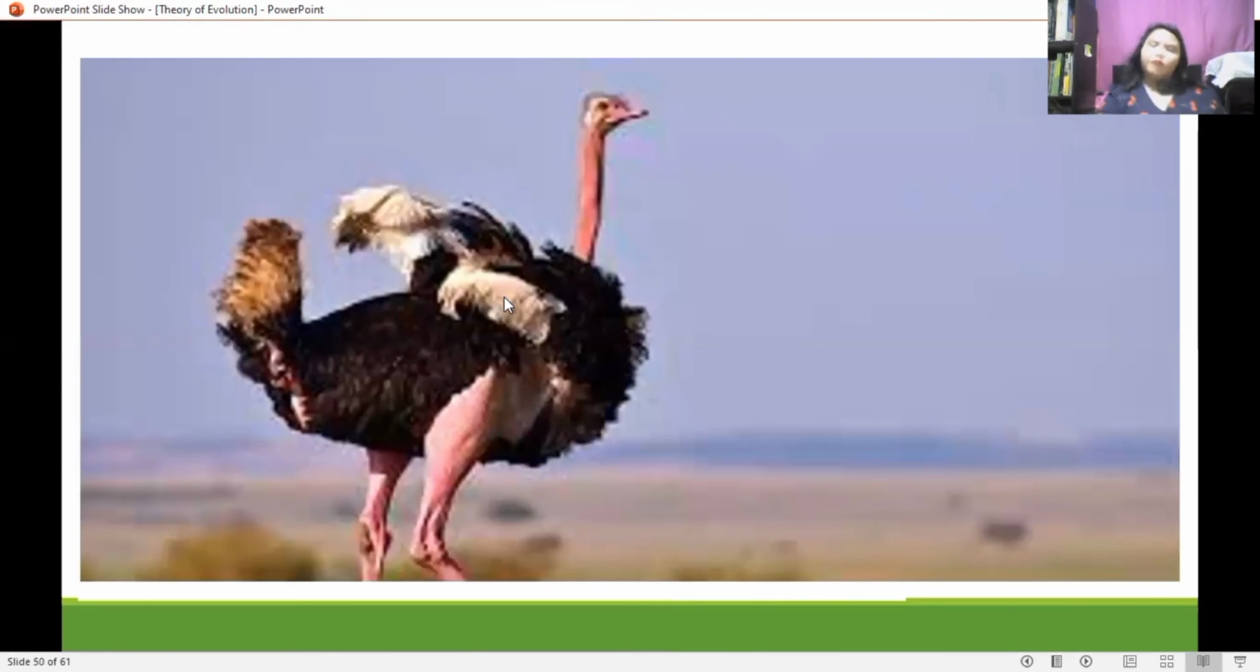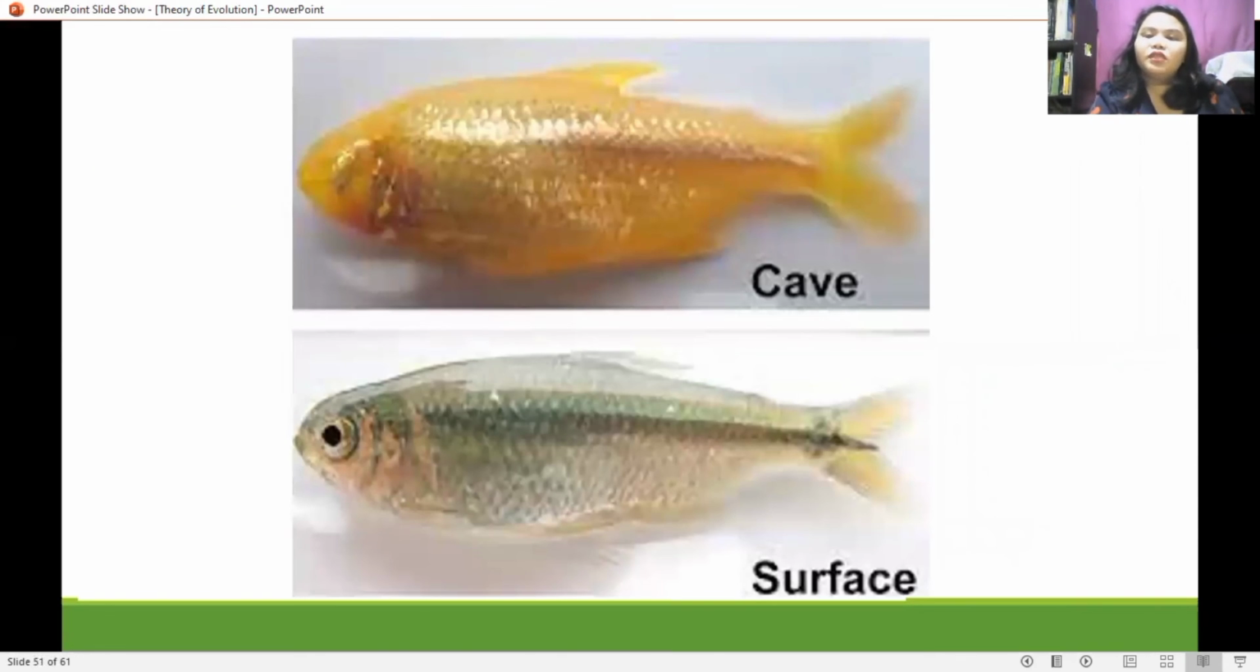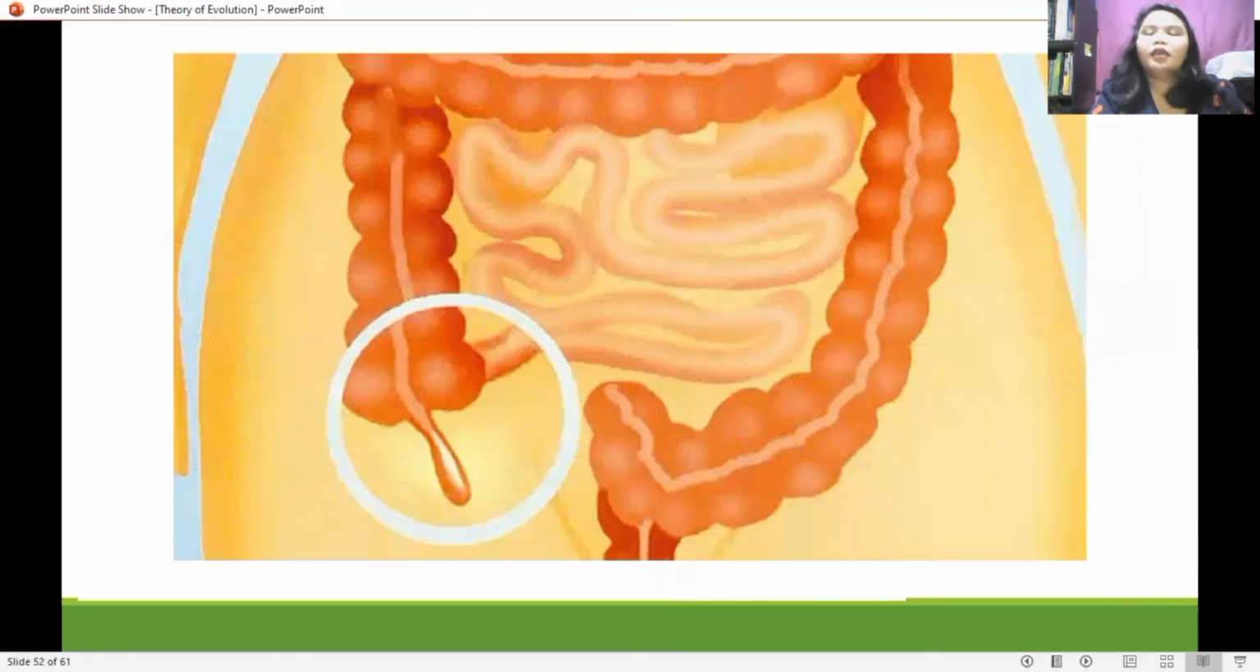All right. Next, we have here the ostrich wings. It's considered to be a vestigial structure since they cannot use them to fly. Another example, we have here the vestigial structure of the cave fish and the surface fish. We have the eyes of the cave fish, since the cave fish cannot use them to see, so that is considered to be a vestigial structure. And then for humans, we have our appendix. For us, it is not useful, but for other animals, it is useful since it produces an enzyme to aid their digestion of the raw meat they are eating. So this is useful for carnivores.